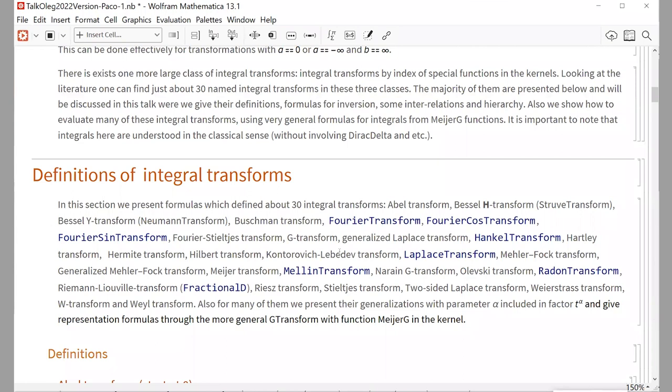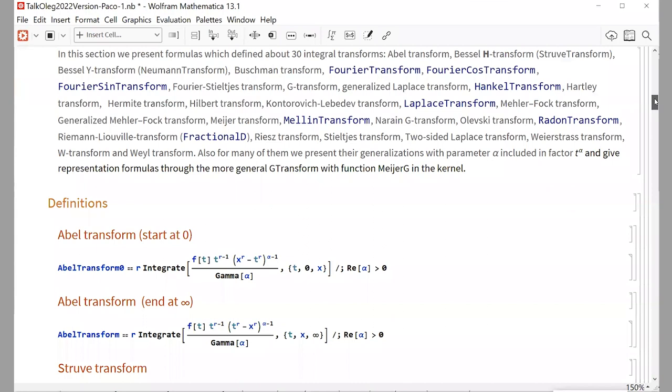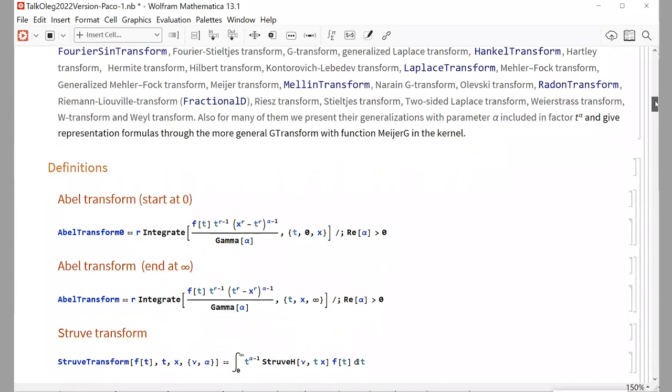But a property of them is that all these transforms can be written as particular cases of a super transform with the MeijerG function. And here I will show these relations, and we already started to implement all these transforms not existing in Mathematica, to be available for our uses right now, at package level.